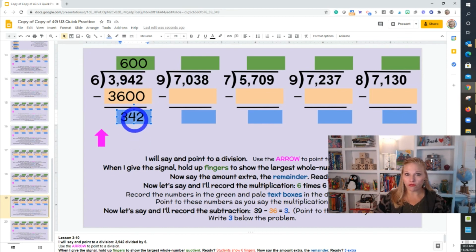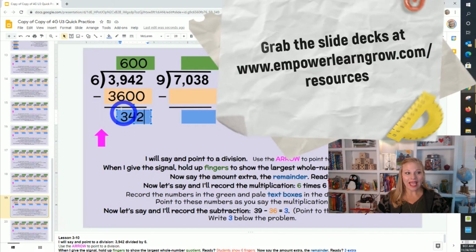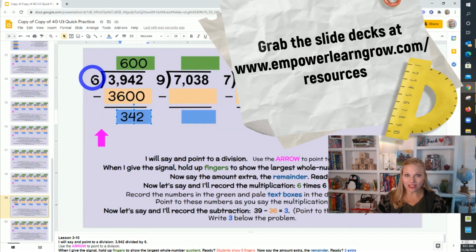Now it's not 34, it's 34 tens. How many times can I share 34 tens with 6? Or how many groups of 10 can I take out? And then we could continue to stack.